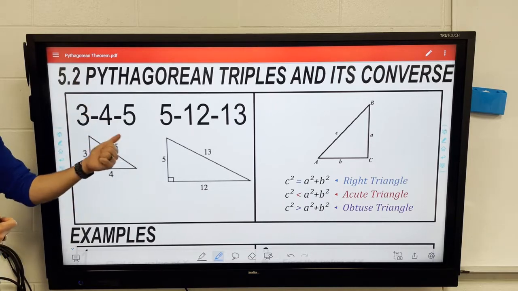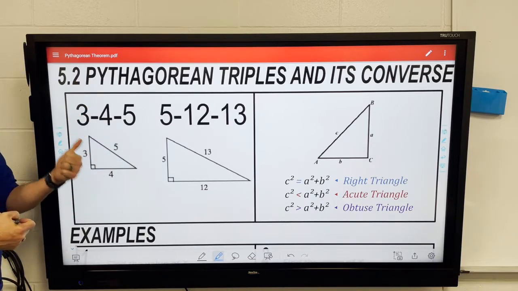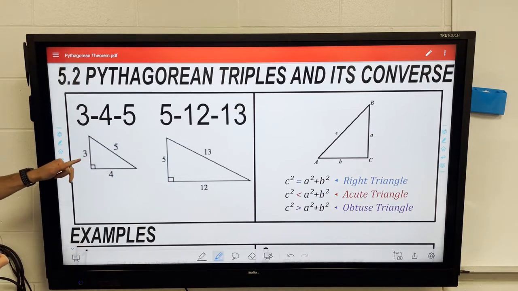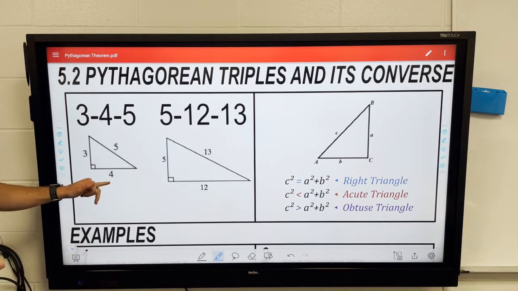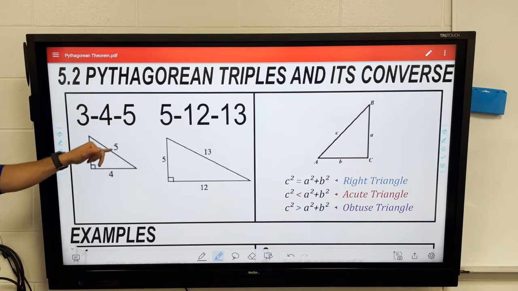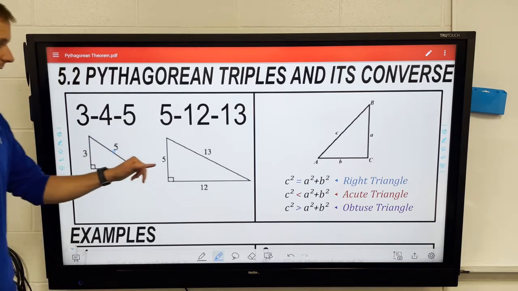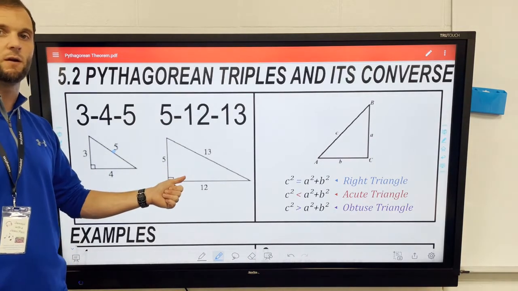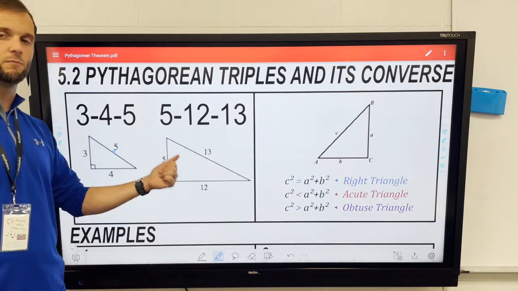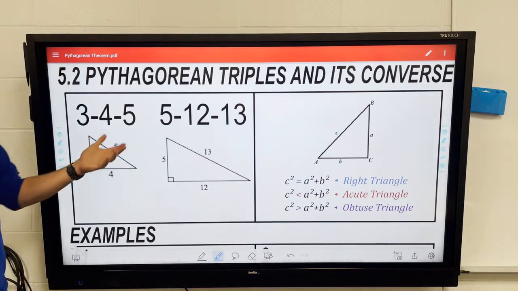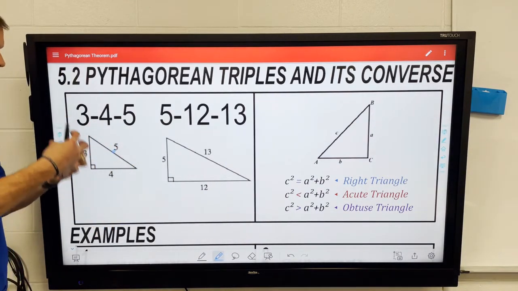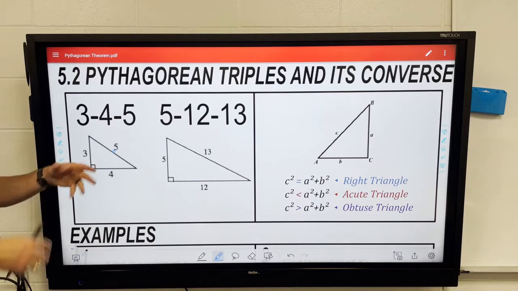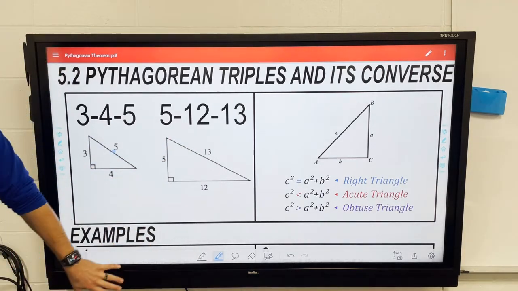A 3, 4, 5 right triangle is known as a Pythagorean triple because 3 times 3 is 9, 4 times 4 is 16, 16 and 9 make 25, and 5 times 5 is 25. So 25 and 25 equal each other. Same thing with this one, a 5, 12, and 13. If I plug this into the Pythagorean theorem, it makes the theorem true. So these are well-known Pythagorean triples because they work with each other. How we're going to use these will be shown in our examples in a second.